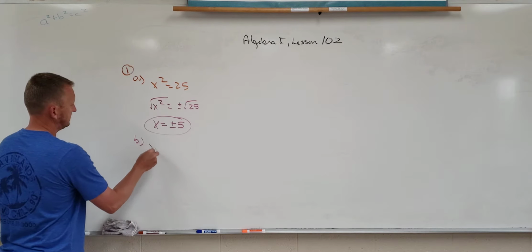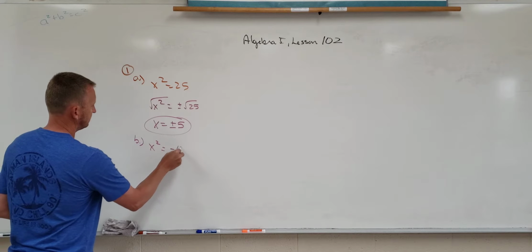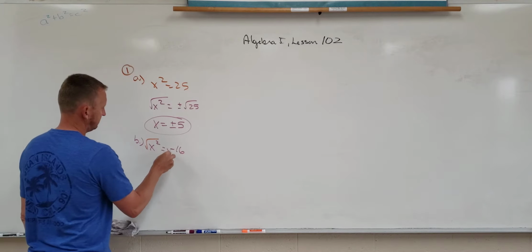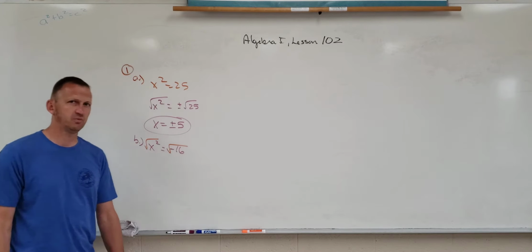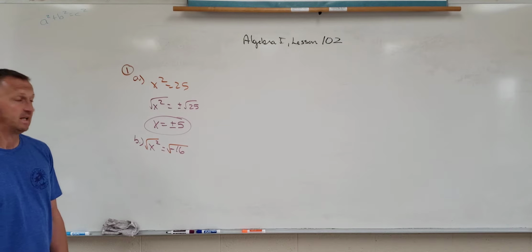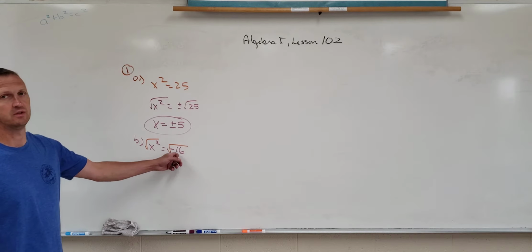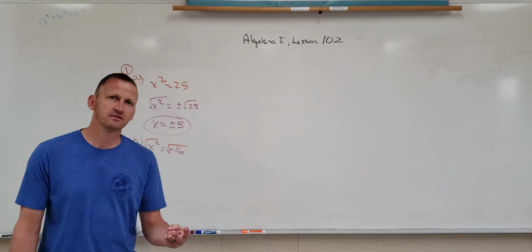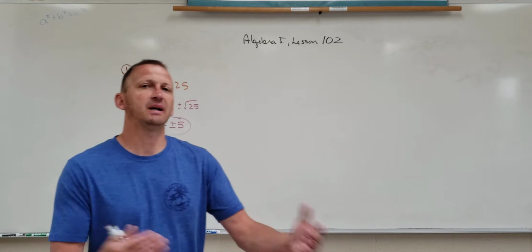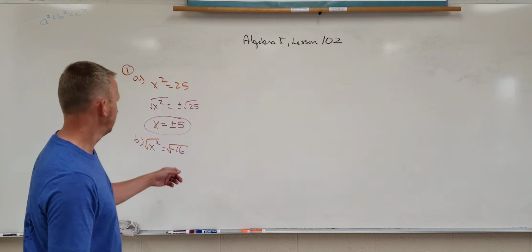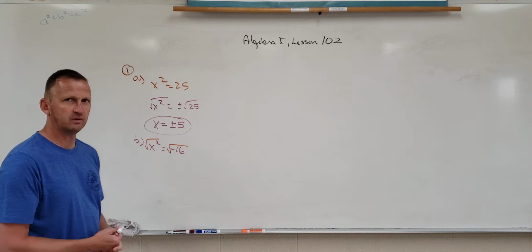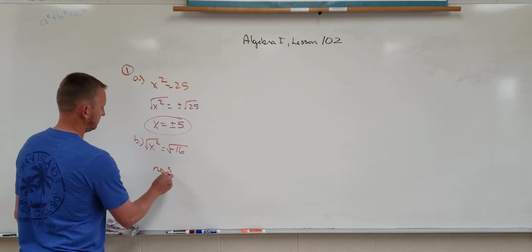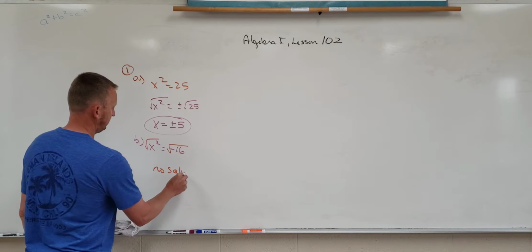B, x squared equals negative 16. Now, if we take the square root of this, hopefully you see a problem. I cannot take a square root of a negative number, because I either have to multiply two positives or two negatives. I cannot multiply a positive and a negative and get the negative number. So there is no solution.